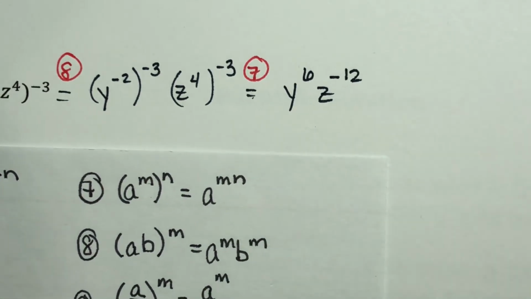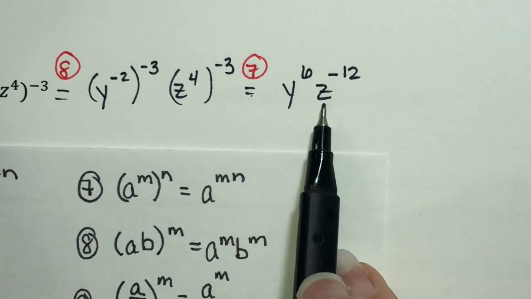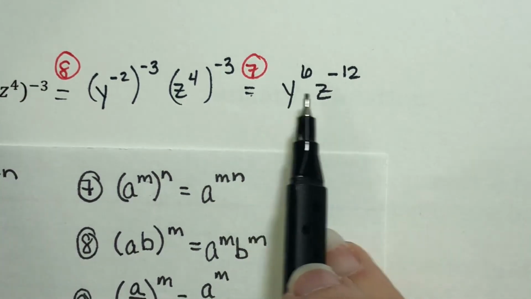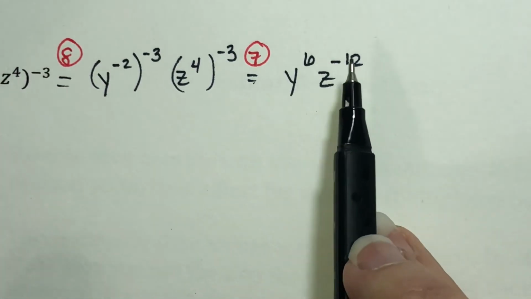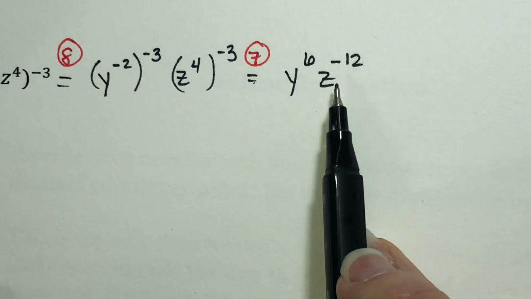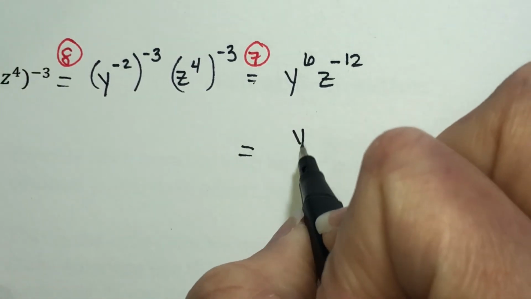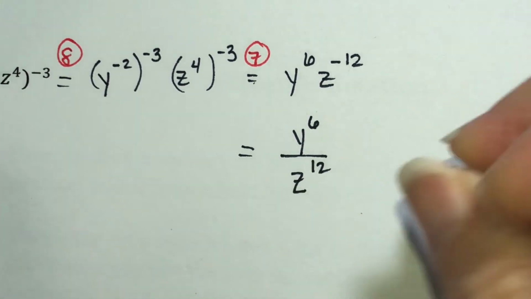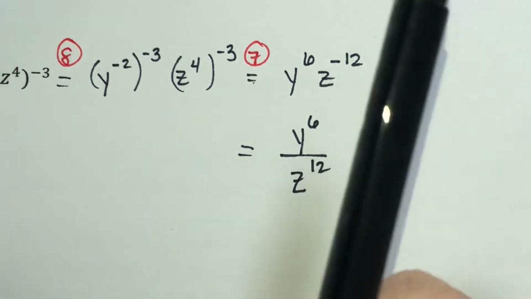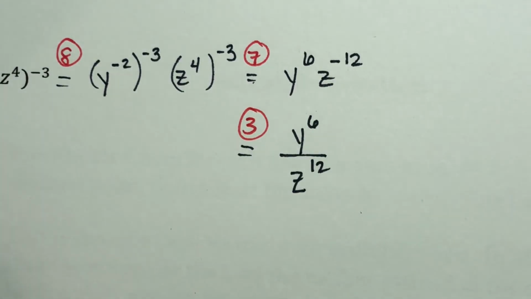Okay? We're almost there. No parentheses left. We do not have repeated bases. If I had a repeated base, I'd be able to combine them using this property. But I don't. But I do have a negative exponent, and that means the z term is going to move into the bottom, and we get y to the 6th over z to the positive 12. And this is property number 3 I just used here.